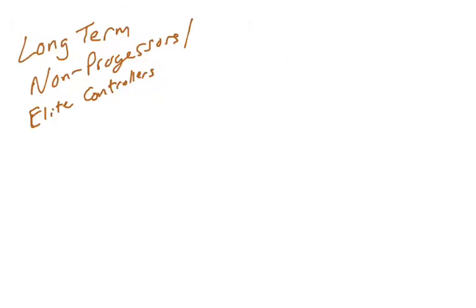There is another population of humans who are called long-term non-progressors or elite controllers. These individuals can be infected by HIV, but their immune system does a really good job of keeping the virus levels so low that they have no immunodeficiency after infection. So they control the infection and they do not progress to AIDS. So how does this occur?